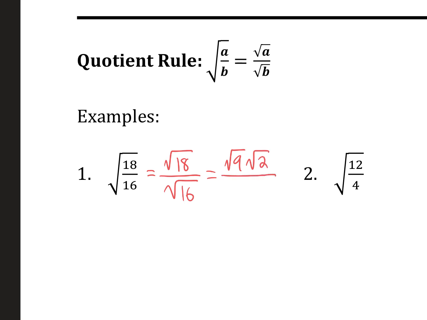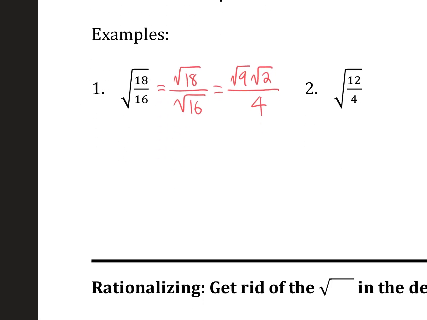And what's the square root of 16 on the bottom? That's going to be 4. All right. And then if we simplify, the square root of 9 is going to be what? We got 3 square root of 2 over 4.